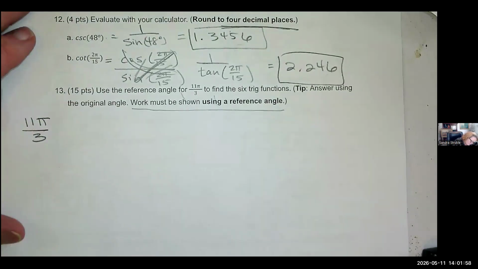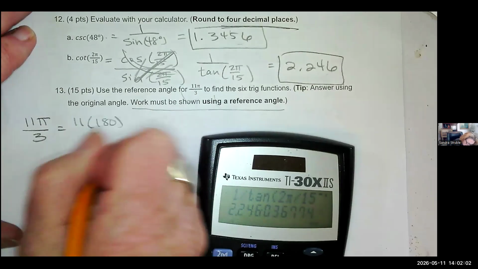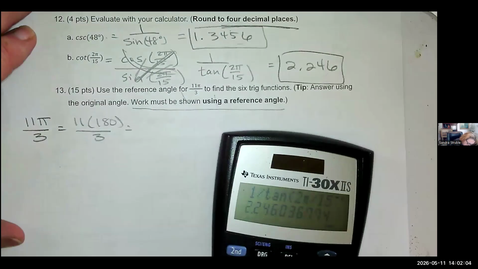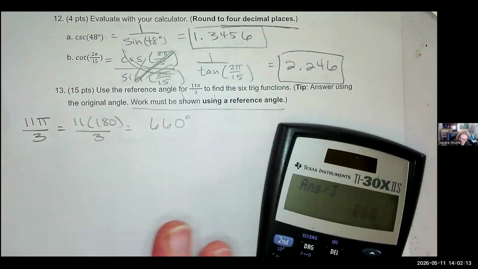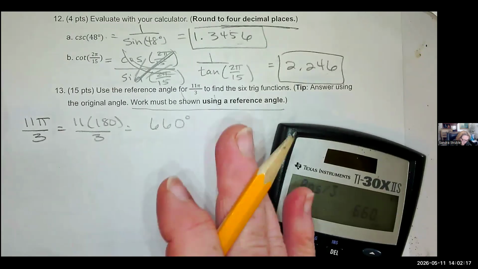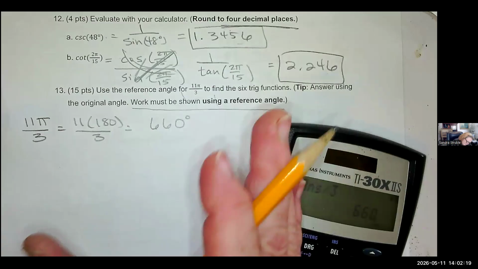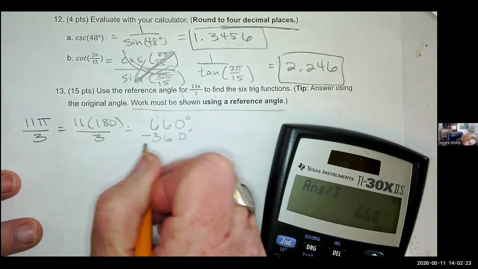So 11 times 180 over 3, and there's nothing wrong with doing this. This is what you're going to do in pre-calc too, is 660 degrees. Keep that in mind. So we still need to find the reference angle. We need it at least to get it within the unit circle so I can see what I'm dealing with here. So I'm going to subtract 360 to get it inside the circle. So that's going to be 300.